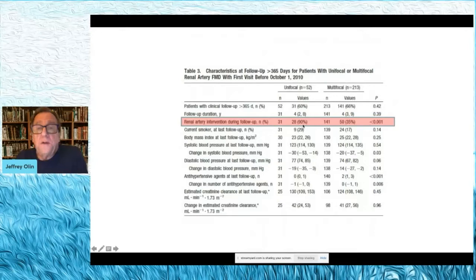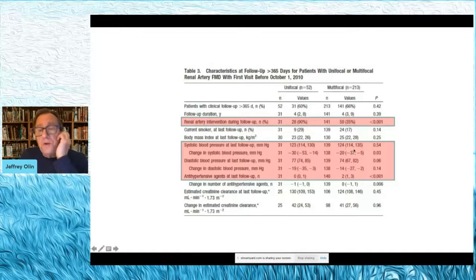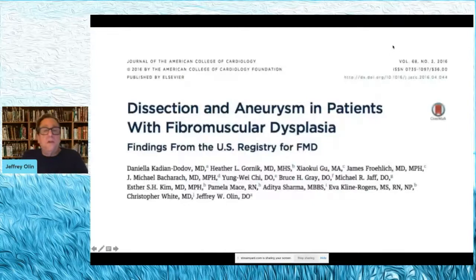Those who had focal FMD, 90% of them underwent angioplasty of the renal arteries, where only 35% of multifocal patients did. And if you look at the blood pressures, they were often cured with angioplasty in the focal group. In other words, these patients have normal blood pressures on no medications. But the group with multifocal, even the group that didn't undergo angioplasty, these patients had their blood pressure very well controlled as well on an average number of medications of 2. So just having FMD doesn't mean that you're going to have resistant hypertension.